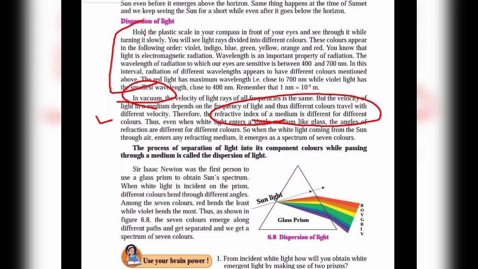Thus even when light enters a single medium like glass, the angle of refraction is different for different colors. So when the white light coming from the sun through air enters any refracting medium, it emerges as a spectrum of 7 colors. How many colors are from that prism?